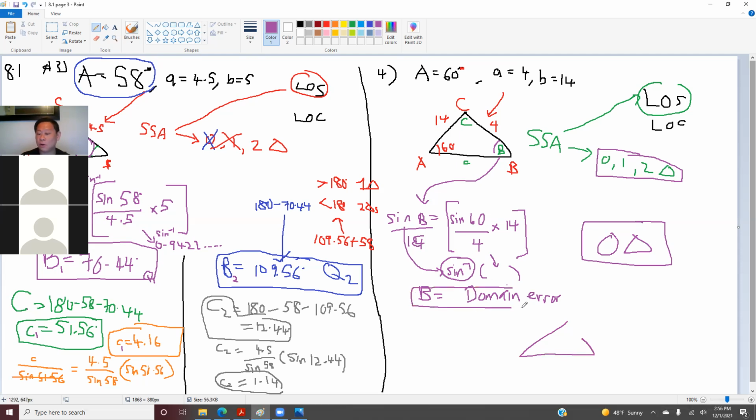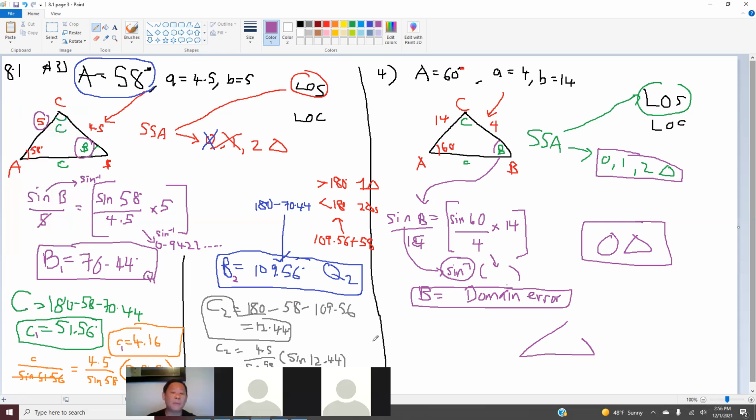Okay. So this is how you figure out you got no SSAs, ambiguous case, 0 triangles: when you get a domain error in your calculator when you do the arcsine of it. This is also what happens when you get the 1 or 2 triangles condition. It's very important. You have to add your sum and figure out, are they less than or more than 180? If it's more than 180, you get 1 triangle. If it's less than 180, you get 2 triangles.